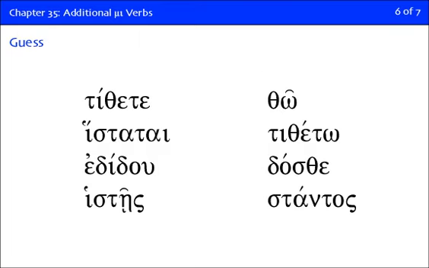Okay, let's play a little bit of a guessing game. See how these things fit together. Tithete. Tell me what you know. Okay, it has to be a present tense system. Reduplication with the iota. Second person plural. That's right. It's a present active indicative, second person plural, from tithēmi. You put or you place.